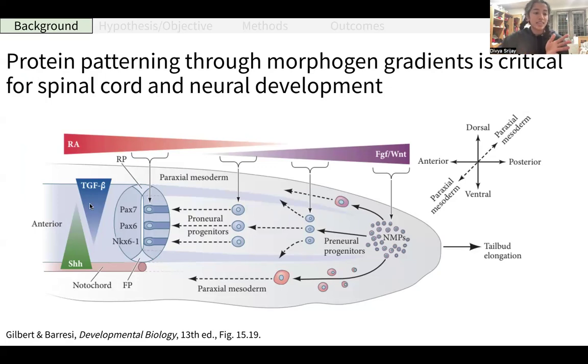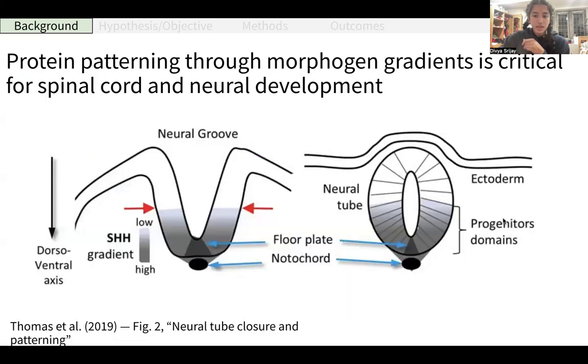is important for specifying the anterior, posterior, dorsal, and ventral axes. So the amount of each of these proteins is what specifies and dictates the fate of a cell in a lot of these progenitor cells. One of the most important gradients, as an example here, is SHH.